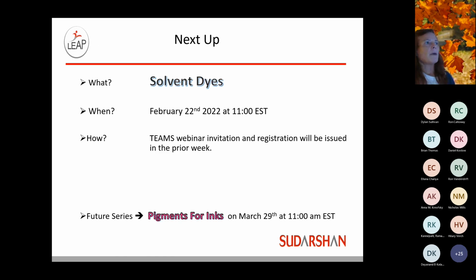So at this point, I'd like to mention that we are going to take a break for a couple of months. We have obviously a number of holidays coming up, and everybody's getting set up for their end of the year activities, as well as planning for the new year. So we are going to start up the series again in February, and we are going to review solvent dyes. And then in March, we will move over to an application-specific webinar where we will take a look at pigments for inks.